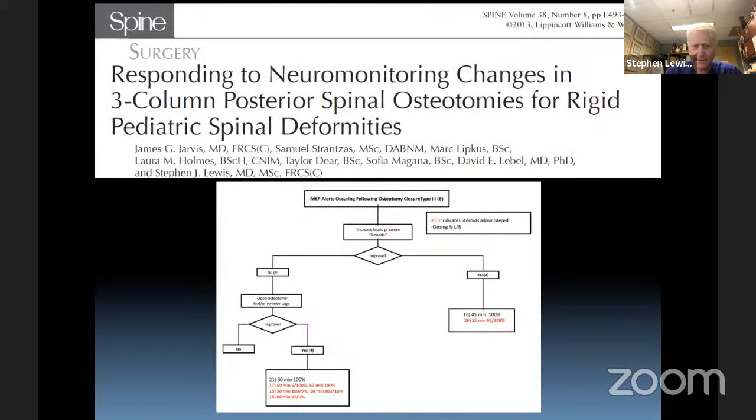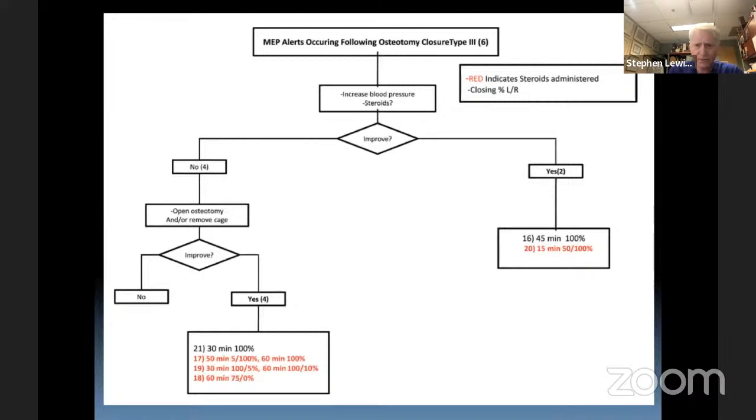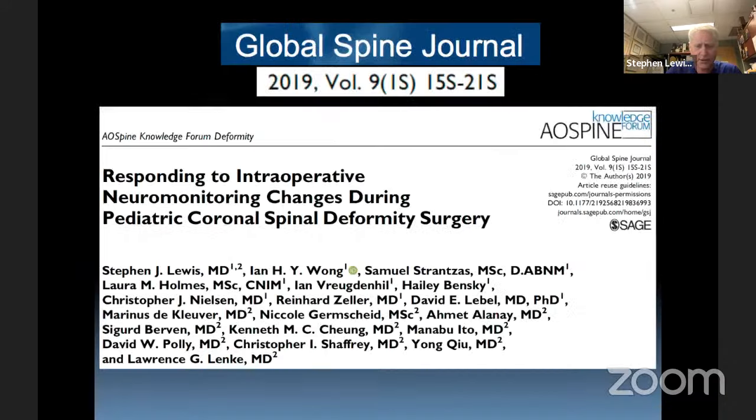So we wrote our paper on neuromonitoring changes during 3-column osteotomies. We divided them up. This one is our type 3 change, where it happens after osteotomy closure. So you can increase the blood pressure, give some steroids, and see if they improve. In our case, 2 of them improved with those methods, 4 did not. Of the 4 that did not, we opened up the osteotomy, removed the cage, and checked what was going on. We made some adjustments, and all 4 had signal and improved. And these are the results we had for the ones that met these specific criteria.